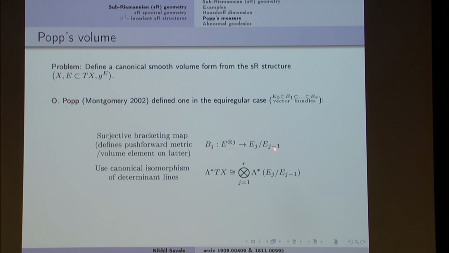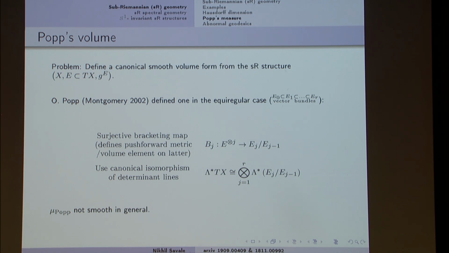However, to define a tensorial map, you have to make it land in the quotient, otherwise it's not a tensorial object. So you have a natural surjective map, the bracketing map, from the jth tensor power of E to this quotient of the canonical flag. Since it's surjective, you can push forward the tensor product metric to a metric on this quotient. This defines a canonical metric volume element here. Then, to get a volume element on the tangent space, you use the canonical identification of determinant lines from the flag. The last element of the flag is the tangent space, and there's this canonical identification. So that's a beautiful construction.